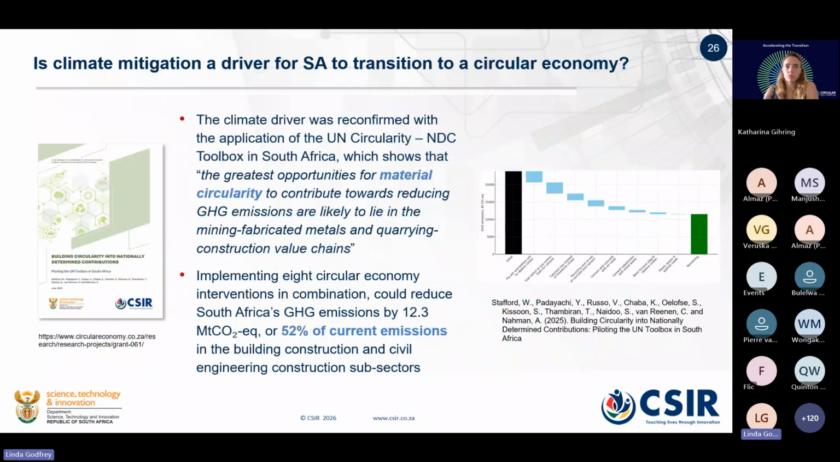This was further reconfirmed in a study recently completed by the CISA, where we were one of a few countries to pilot the application of the UN's nationally determined contribution circular economy toolbox in South Africa, and looking there specifically at material circularity. And what it found as well is that the application of 8 circular economy interventions in combination could reduce emissions by 52%, specifically in our building construction and civil engineering construction subsectors that were highly carbon and resource intensive. So again, a second study reconfirming from a material circularity perspective the climate mitigation driver for South Africa to adopt and to transition to greater circularity.